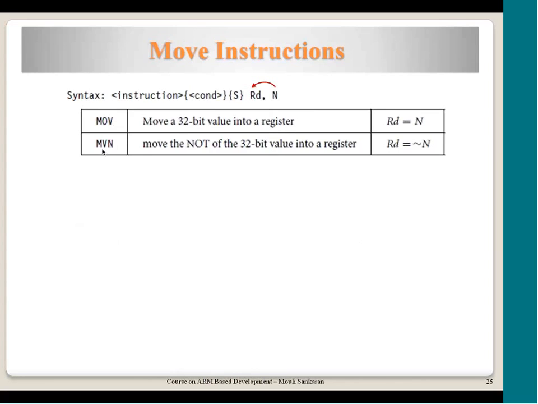MVN is move NOT. That means whatever may be the value which is coming, either from a register or an immediate value, it will be reversed. That means you will do a bit reverse operation on all the bits and then copy that value. So you will be toggling the bits from the operand and then copying into a destination. That is what this MVN does.